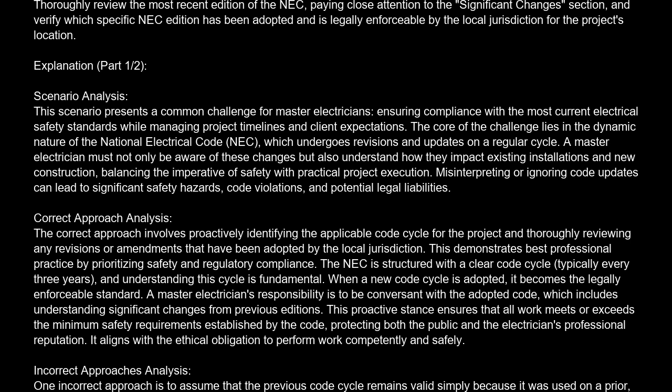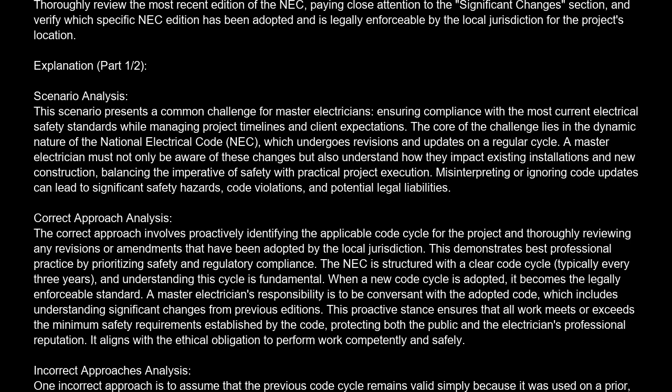Explanation. Scenario analysis. This scenario presents a common challenge for master electricians, ensuring compliance with the most current electrical safety standards while managing project timelines and client expectations. The core of the challenge lies in the dynamic nature of the National Electrical Code, NEC, which undergoes revisions and updates on a regular cycle.